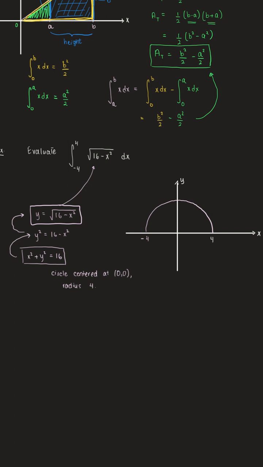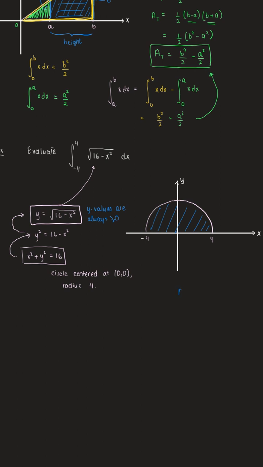So on the interval from -4 to 4, but because this is only the positive y, let's put a note here, y values are always positive because when we take the square root, we don't get a plus or minus. So we are above, positive or 0, above the x-axis. So we want the area of this semicircle.